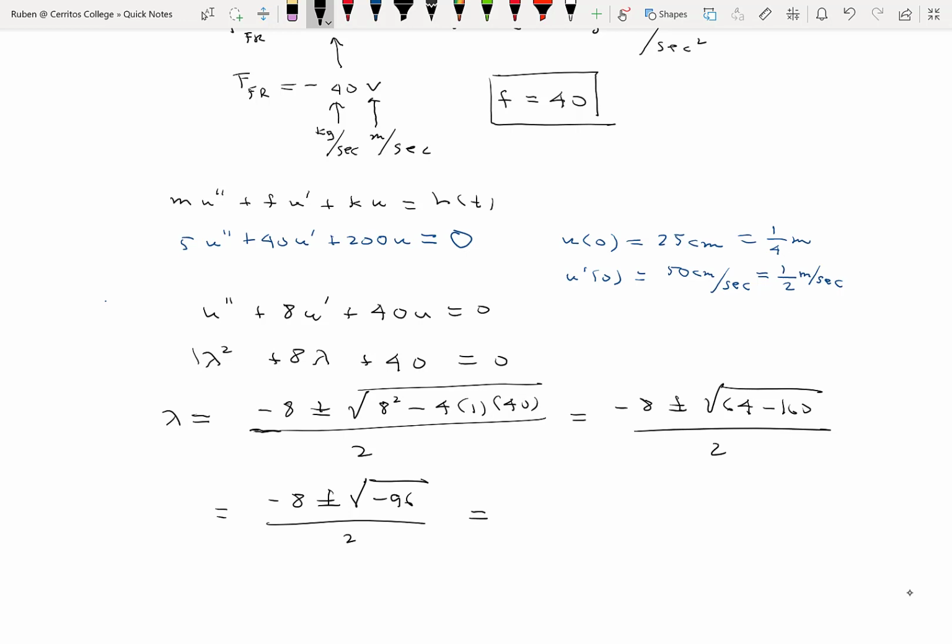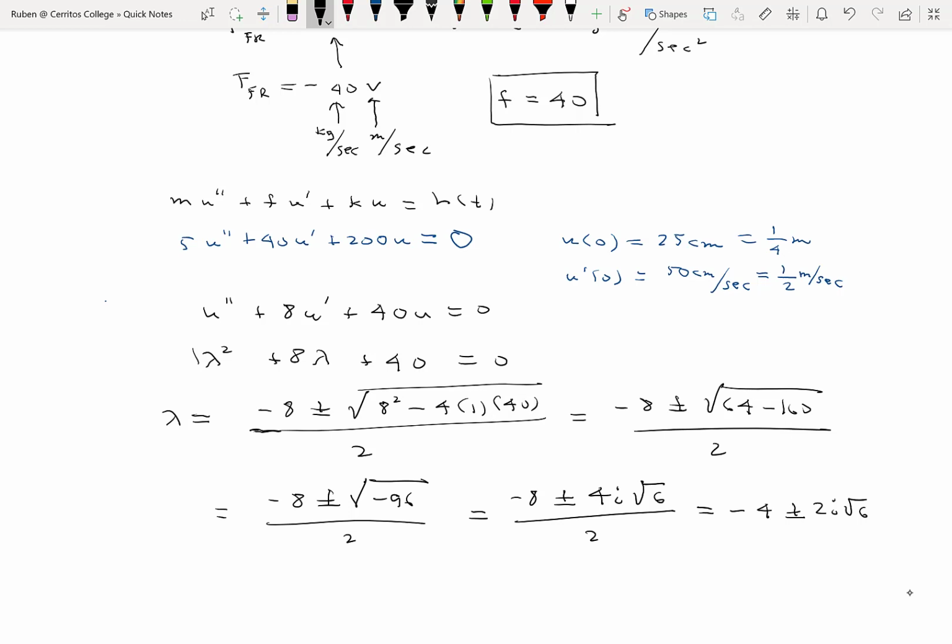96 is 16 times 6. 16 times 6. And the square root of 16 is 4. So plus or minus 4i times the square root of 6. I because we're looking at a square root of a negative number. So this is a complex number. Or negative 4 plus or minus 2i times the square root of 6.